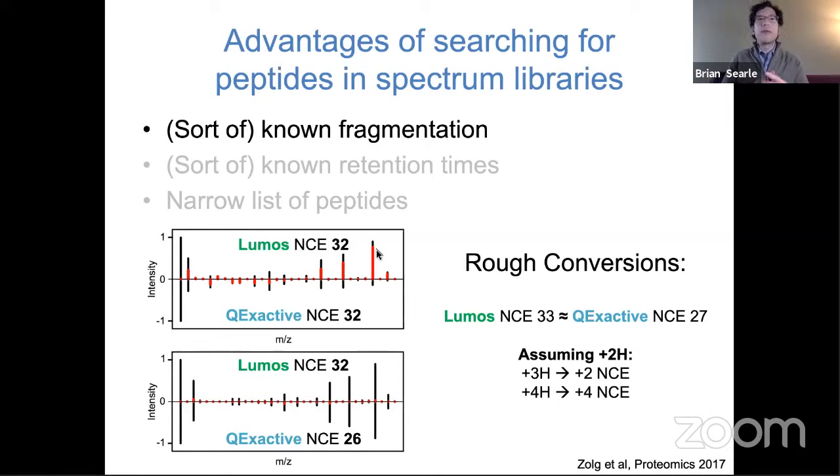They actually found something that was sort of mind-blowing to me, which is that even on the same model of instrument, even amongst two different Lumoses, they get slightly different fragmentation at the same fixed NCE, so each instrument essentially needs to get tuned, or the fragmentation patterns are specific for each instrument. So here I put in some rough conversions: a Lumos using an NCE of 33 is roughly equivalent to a Q-exactive with a normalized collision energy of 27. But these are, again, rough guides for these types of measurements.